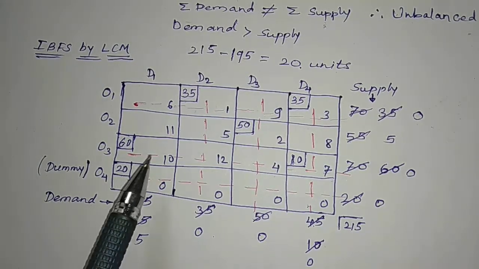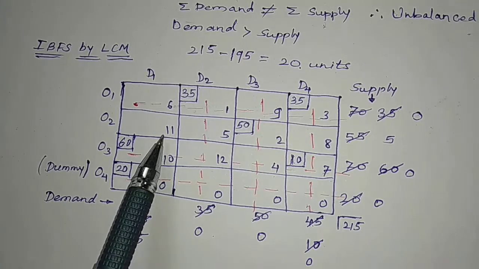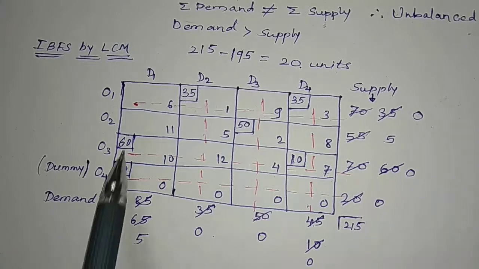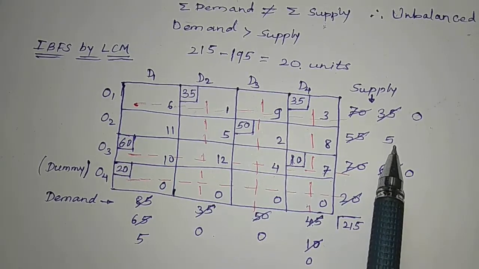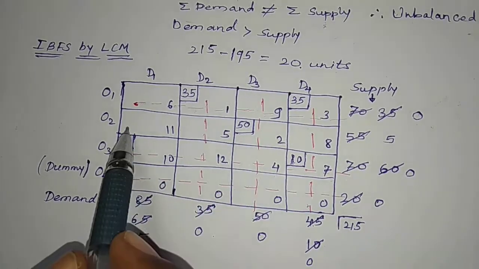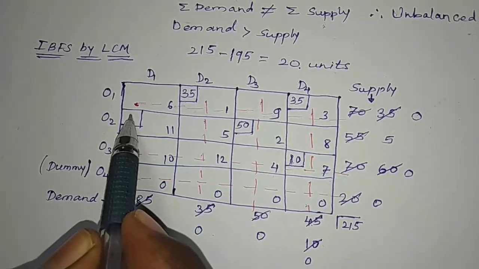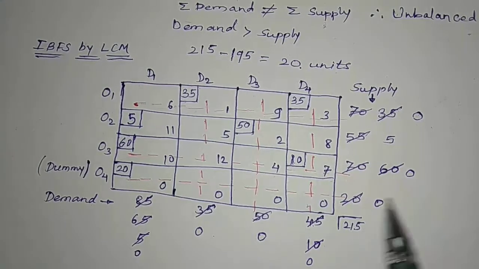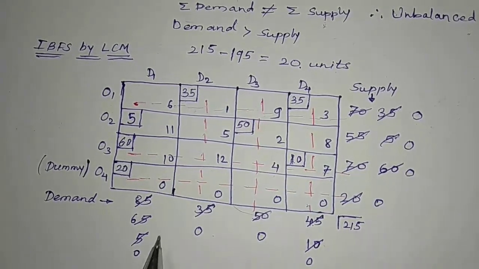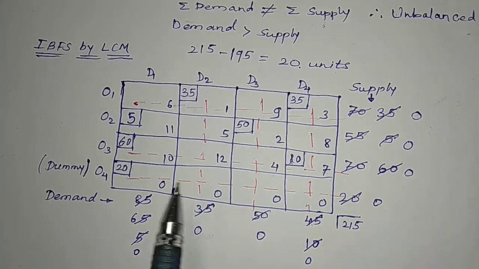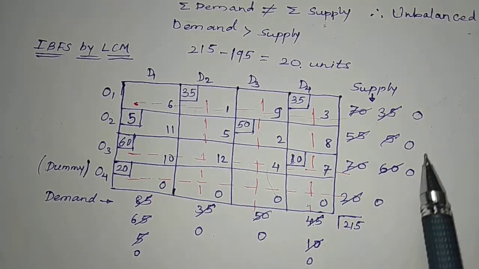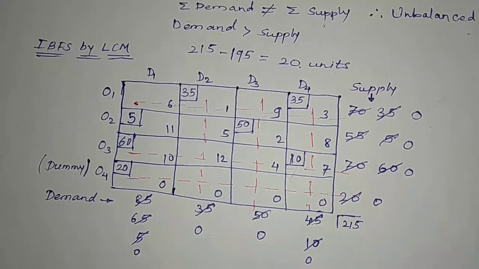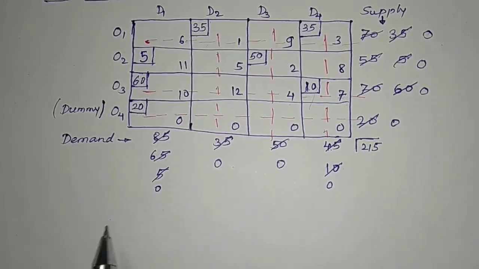Now if you observe, there is only one cell remaining which is eligible for allocation, and at that cell its demand and supply both are same. Therefore we can allocate only that much quantity, that is 5. So here 5 minus 5 is 0, 5 minus 5 is 0. Now if you observe here, all the rim conditions are satisfied. Supplying capacity is fully utilized, all the demand is satisfied. Now we can calculate the total transportation cost.